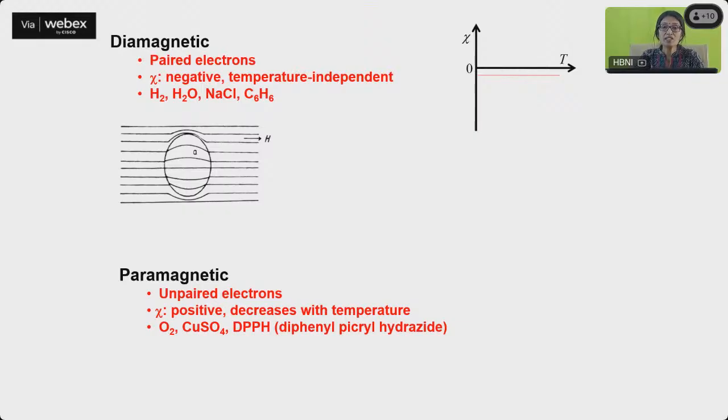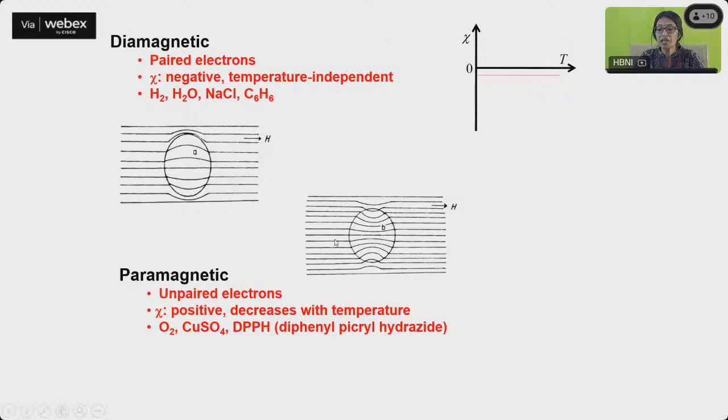Whereas if you have a paramagnetic material, it will definitely have unpaired electrons. In this case, the susceptibility value is going to be positive. It will decrease with temperature. Oxygen is one of the prime examples of paramagnetism. If you place a paramagnetic material within this external field, you will see the lines of force are attracted into the material, so they get more concentrated inside the material. This is what gives rise to paramagnetism, and this is how the susceptibility versus temperature plot is going to look.